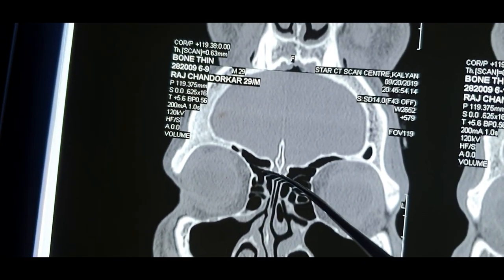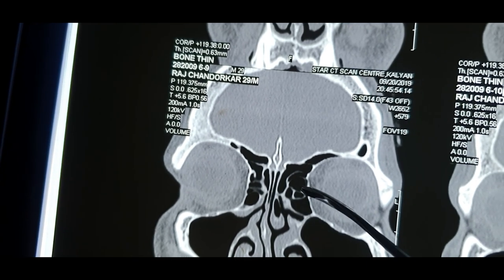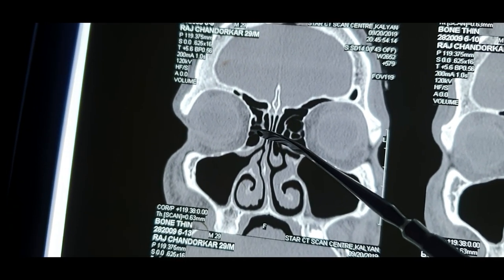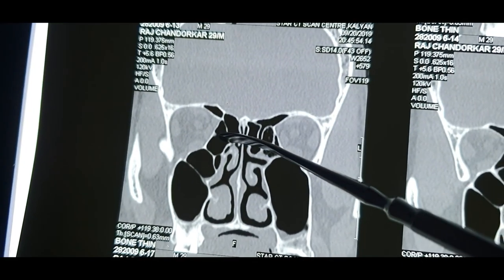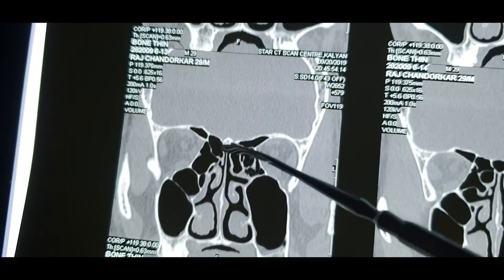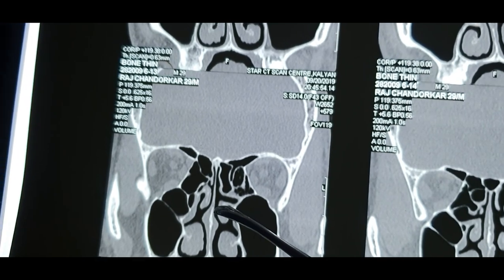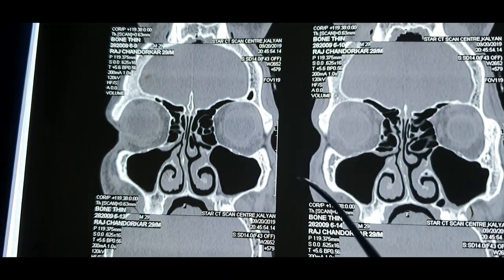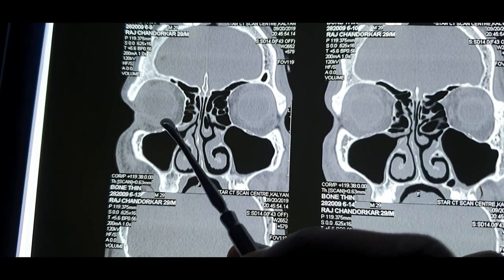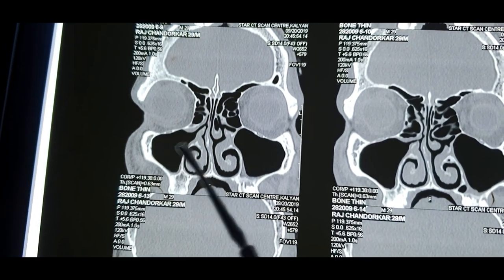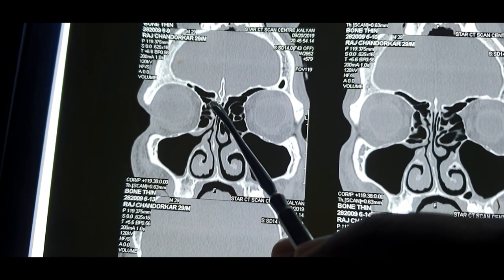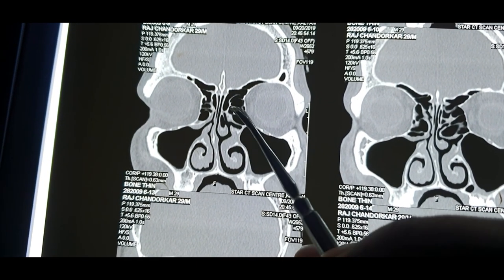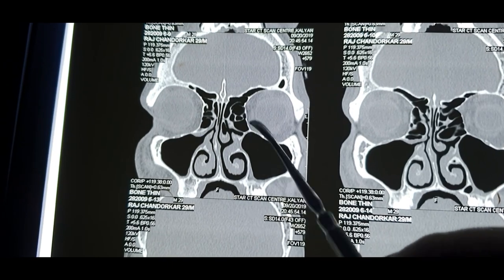Here I can count 1, 2, 3, 4, 5, 6, 7, 8, 9, 10. These are small but multiple. These are huge but low in number. So that's the third change you see. What is the fourth change now? Please note, the first was the orbital shape change. Second was the maxillary shape change. Third one was the anterior and posterior ethmoid cell size and numbers. So these were the three changes.